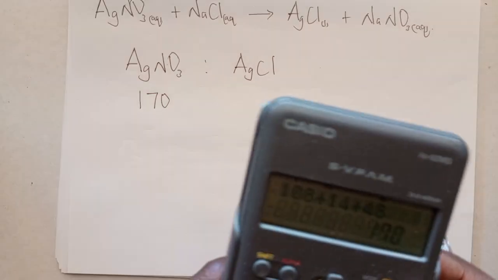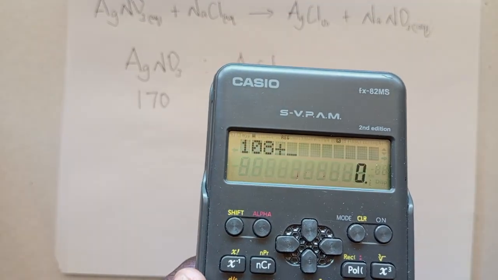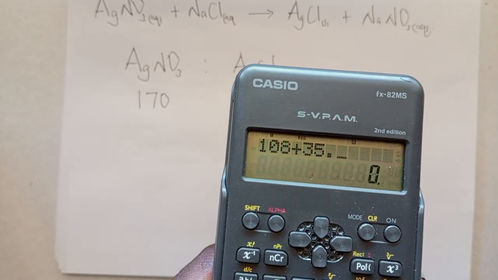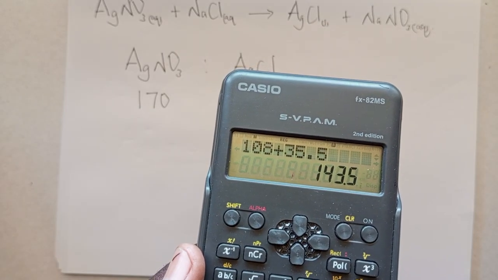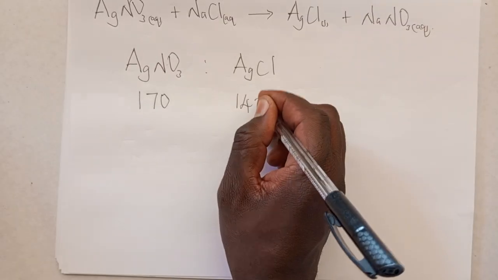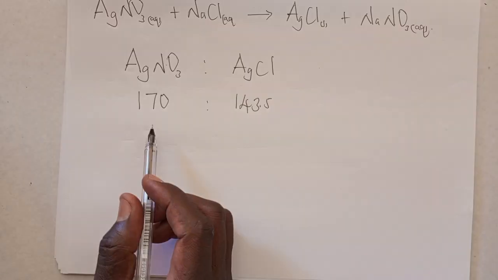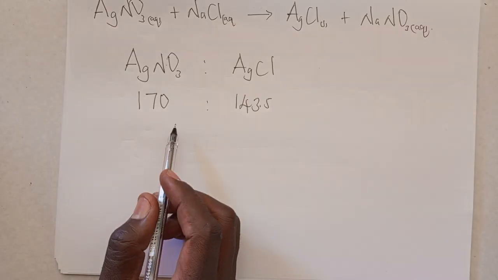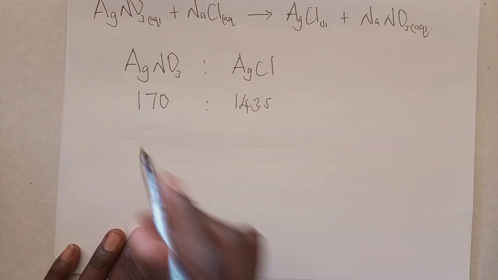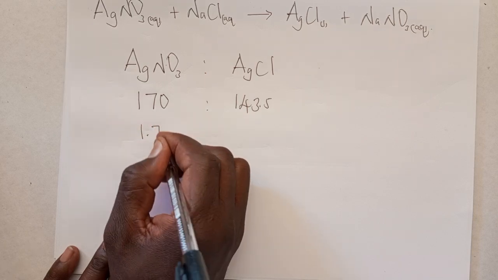What about silver chloride? We know silver is 108, plus chlorine, which is 35.5. What are we getting? 143.5. So now, what is the mass of silver nitrate? We've been given this mass, and it is 1.7 grams.